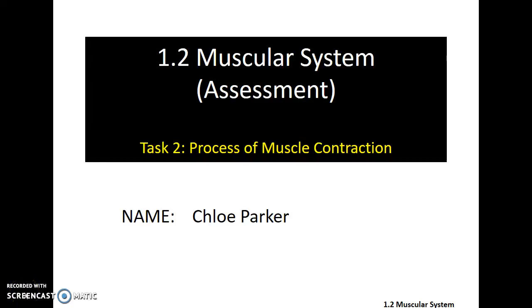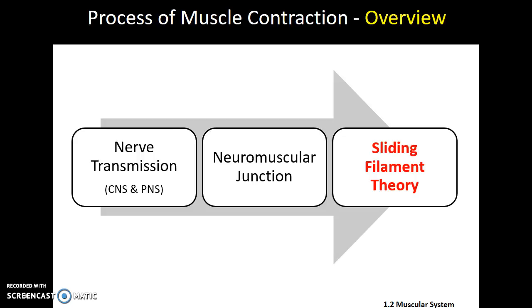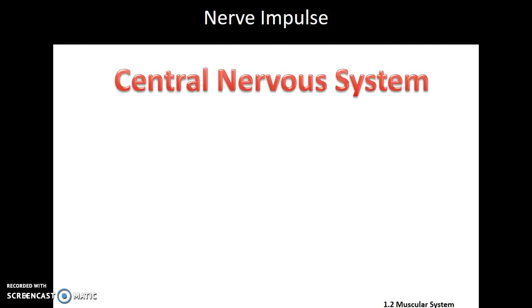1.2 Muscular System PowerPoint. When muscles contract, there are various stages that occur within the body. The three main events are nerve transmission, neuromuscular junction, and the sliding filament theory. Within nerve transmission, there are more stages that occur. Neuromuscular responses relate to the nervous system and the muscular system.